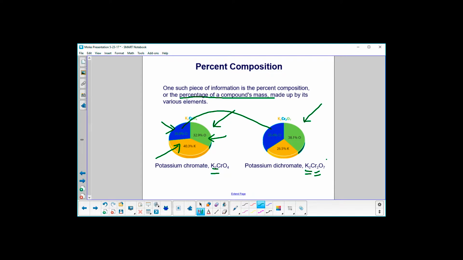Oxygen should also go up, and it does. Only by 6% though, even though we've added 3 oxygens. Of course, oxygen's lighter than these other elements perhaps.